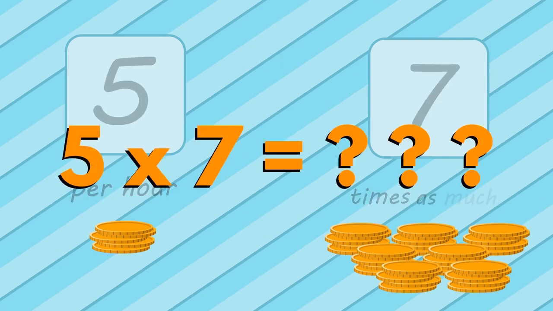If you're earning £5 an hour at work and your friend is earning 7 times as much, how much is she being paid?